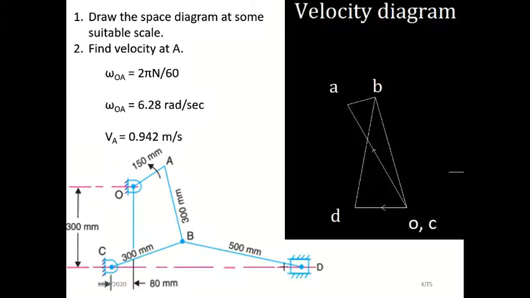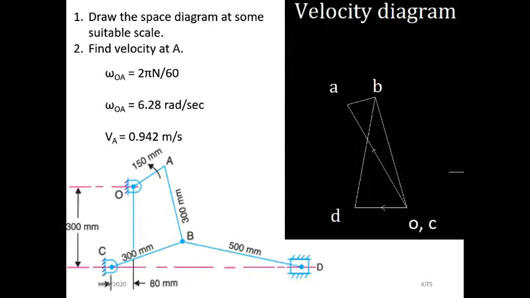Next one is a slider. Slider D, sliding on the fixed link, also connected on BD. So where is the fixed link? This is the fixed point.